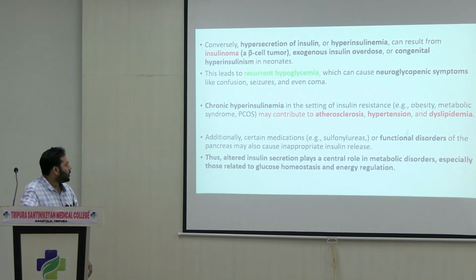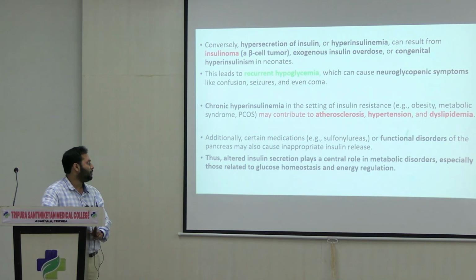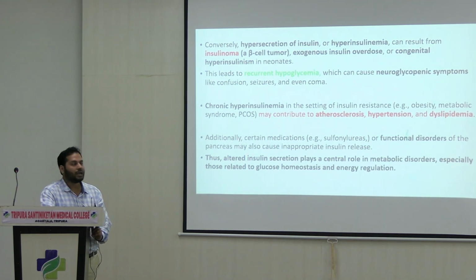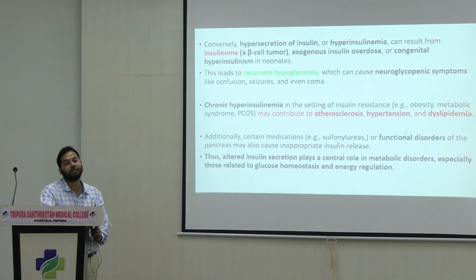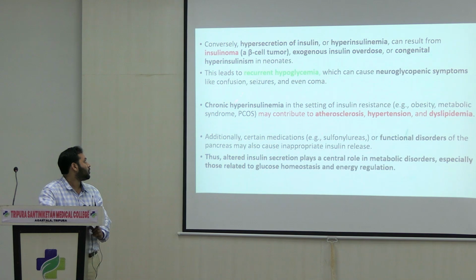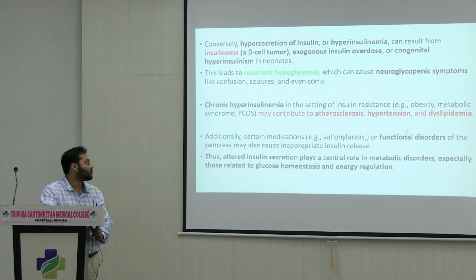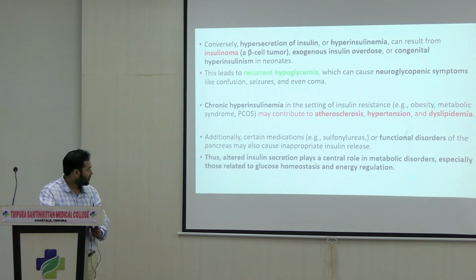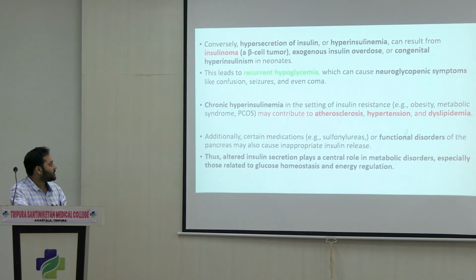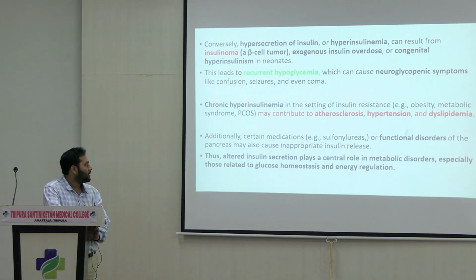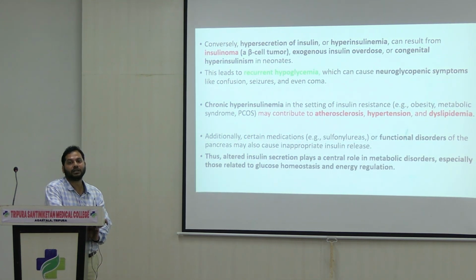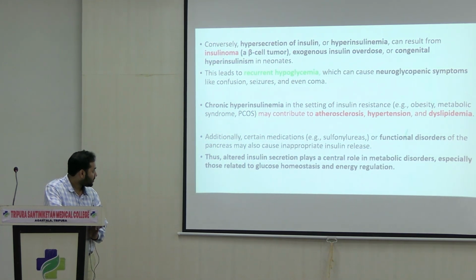Chronic hyperinsulinemia in the setting of insulin resistance may contribute to the development of some other conditions like atherosclerosis, hypertension and dyslipidemia. So these are some metabolic states influenced by altered secretion of insulin, mainly chronic hypersecretion of insulin. Other than this, certain medications also affect proper insulin secretion, and these medications also promote the development of certain diseases related to the metabolic state of the body, right?